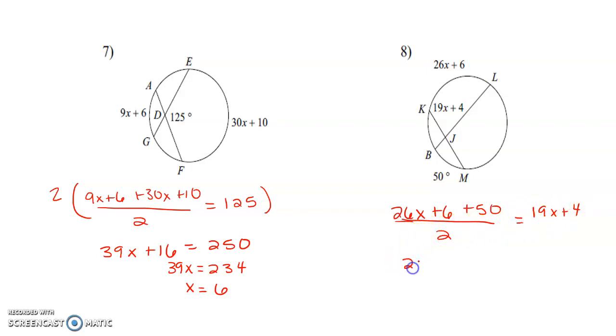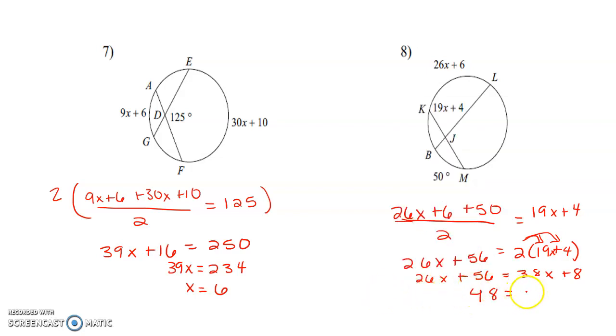Okay, so I know that I'm going to have 26x plus 56 equals, don't forget, 2 times 19 plus x plus 4. We would have to distribute this amount. Make sure we're doing this. So I end up with 26x plus 56 equals 38x plus 8. Combine my like terms. So when I subtract 8 from both sides, I get 48. Subtract 26x from both sides, and I end up with 12x. Divide by 12, 4 equals x.